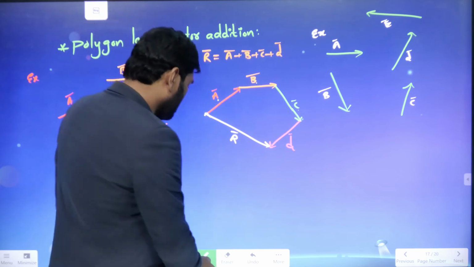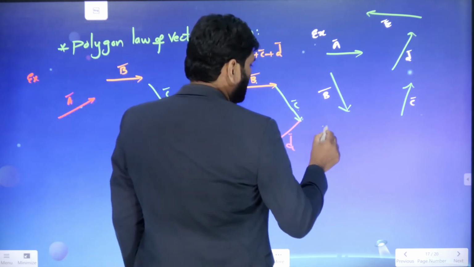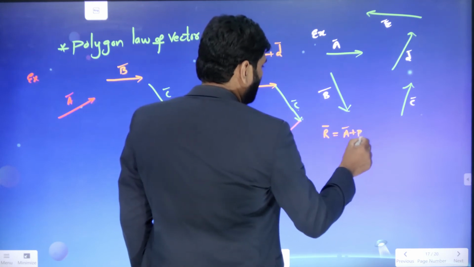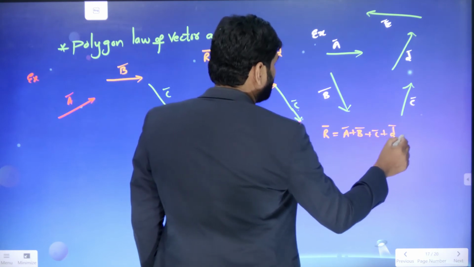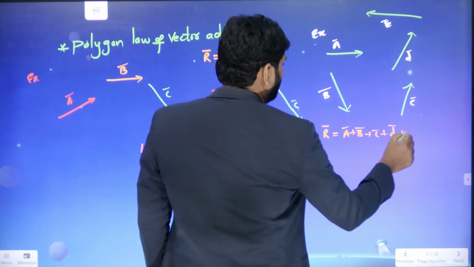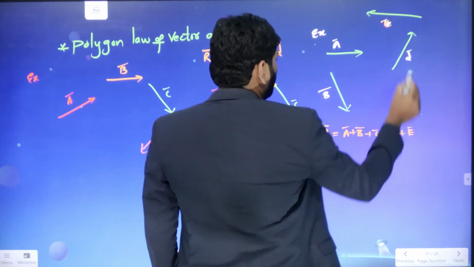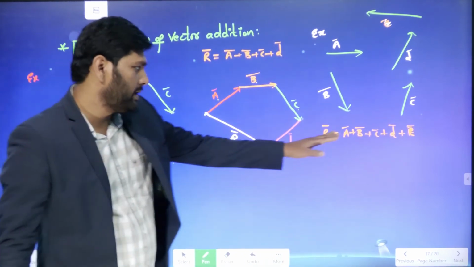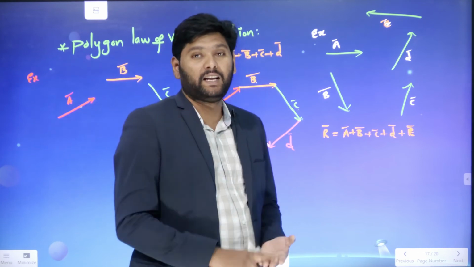Addition, mathematically you can say here, is resultant vector R bar equal to A bar plus B bar plus C bar plus D bar plus E bar. You can take small e here also. Now how to add? This is the mathematical expression, but I want the geometrical representation.